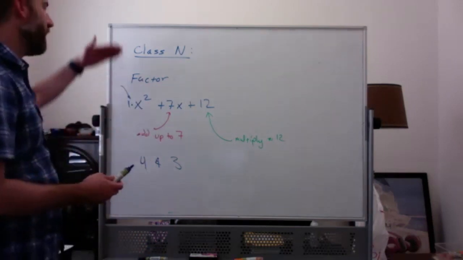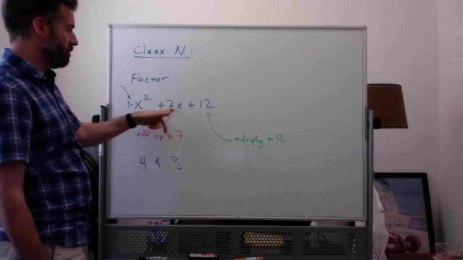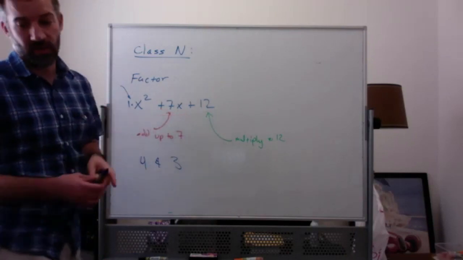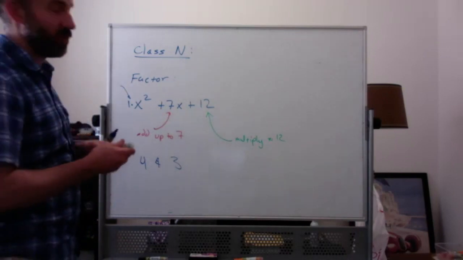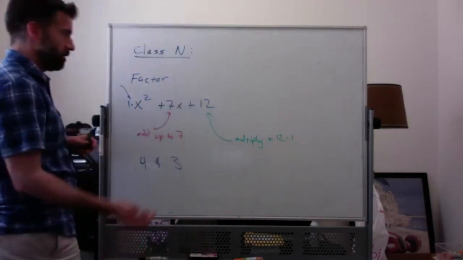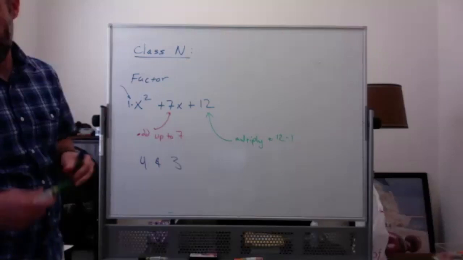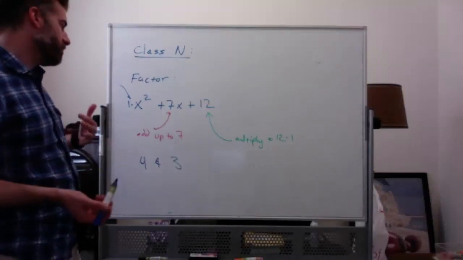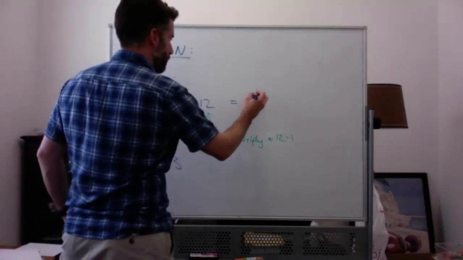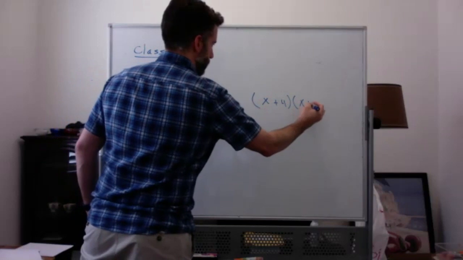So we were factoring x squared plus 7x plus 12, and we're looking for numbers that add up to the middle term 7 and multiply to the last term 12. I should point out that we're really looking for numbers that multiply to 12 times 1, but when it's 1 there, we don't really sweat it. The easy way is to say this equals x plus 4 times x plus 3.